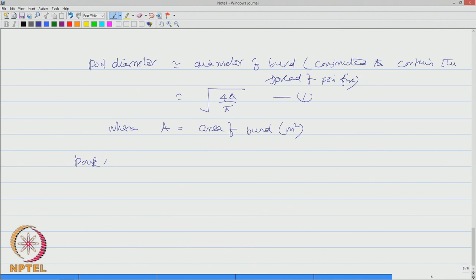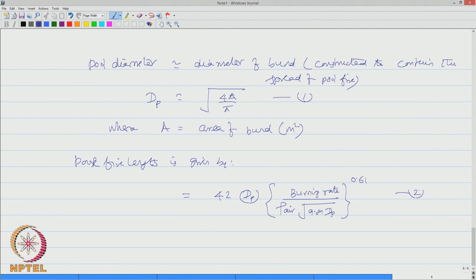Pool fire length is given by this expression, where dP is the diameter of the pool, burning rate divided by the density of air times the square root of 9.81 dP, raised to the power 0.61, where dP is the diameter of the pool, and rho r is the density of air in kg per cubic meter.